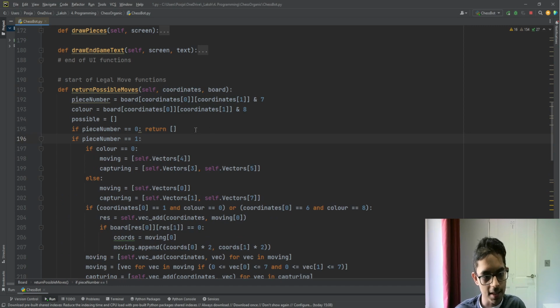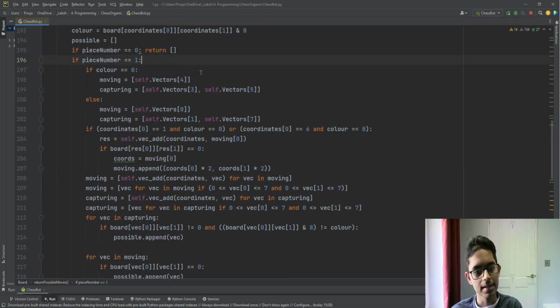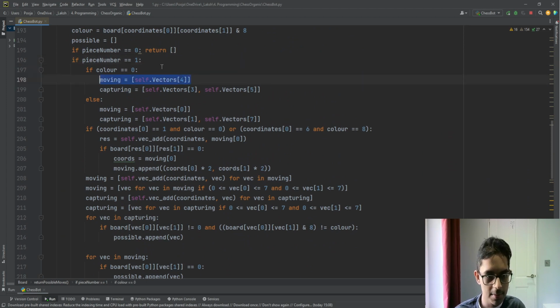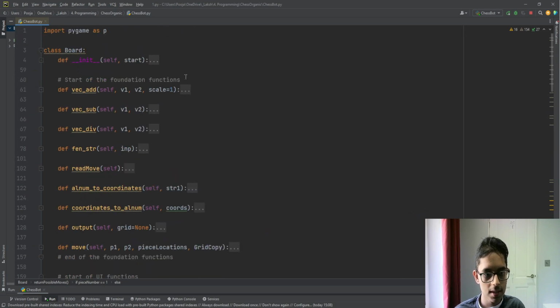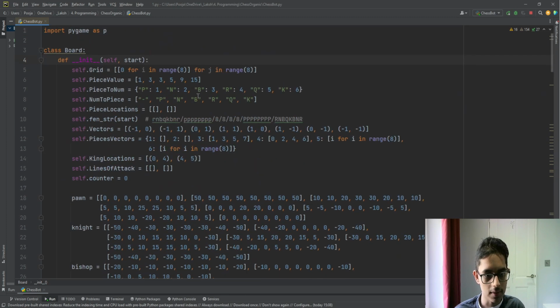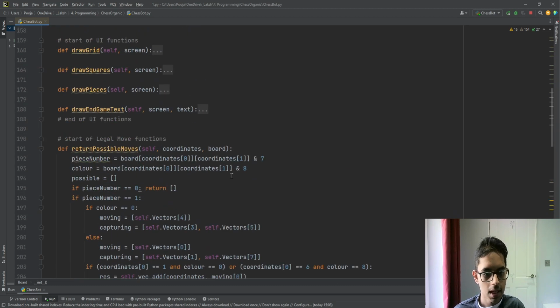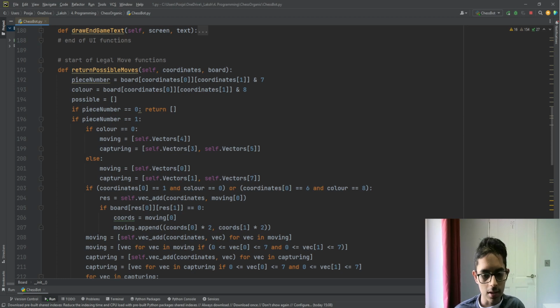Now, if the piece number is 1, then we have all of these different conditions. Remember, piece number 1 corresponds to a pawn. So if the color is 0, then it has this particular moving vector and these particular capturing vectors. Otherwise, if the color is 1, i.e. it's white, then it has these moving vectors and these capturing vectors. So let's go to what exactly these capturing and moving vectors represent. If you go over here, these are all the different vectors. And now if you go back over here, then we know the moving vector if the color is 0.